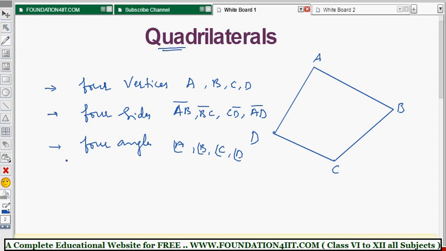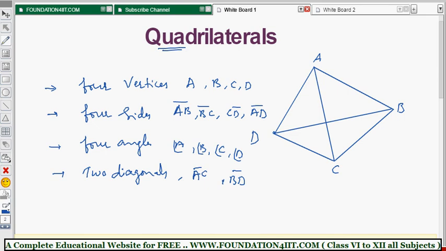And two diagonals. If you observe here, there are two diagonals. Diagonals mean joining opposite vertices with a line segment. Now I may join A to C and D to B. So the two diagonals are AC and BD. The two diagonals simply intersect at one point. In any quadrilateral, if you draw the two diagonals joining opposite vertices, the two line segments will meet at one point. This is brief information about quadrilaterals.